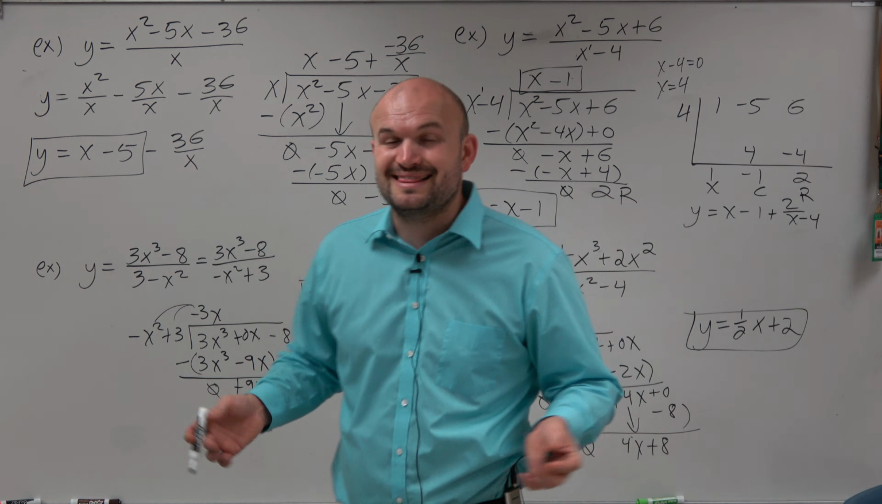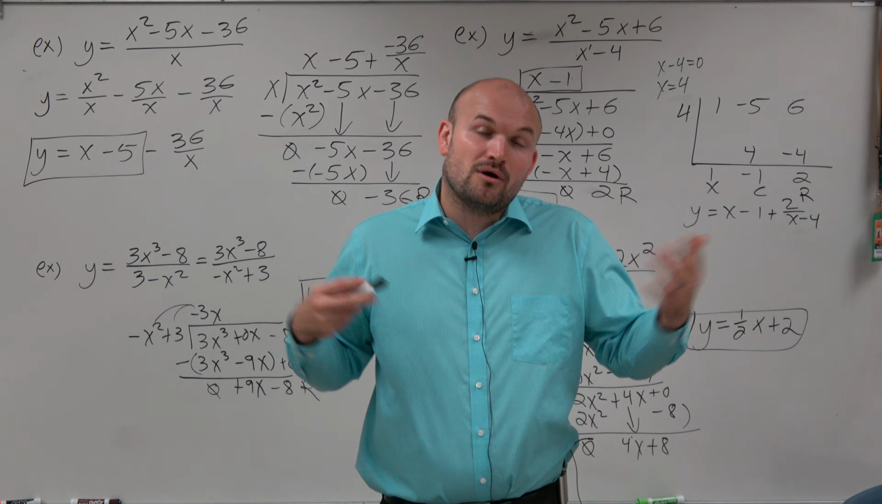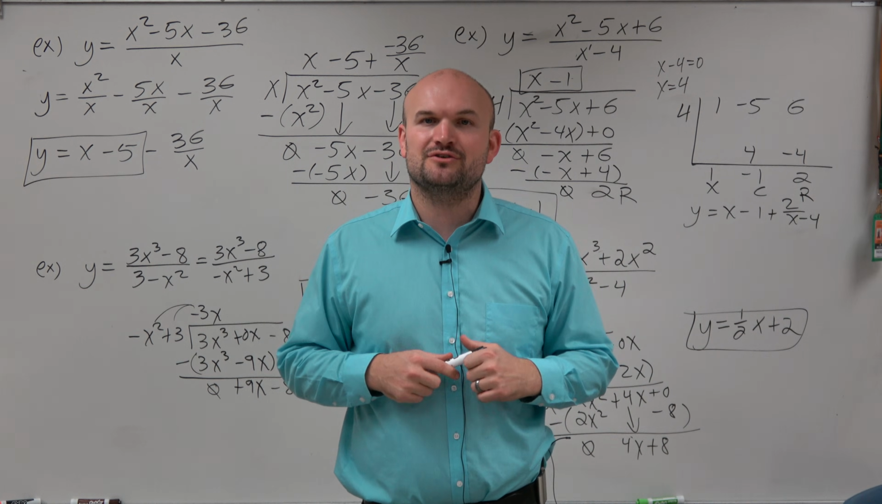So there you go, ladies and gentlemen. That is how you find the slant, also called oblique asymptotes, of rational functions. Thanks.